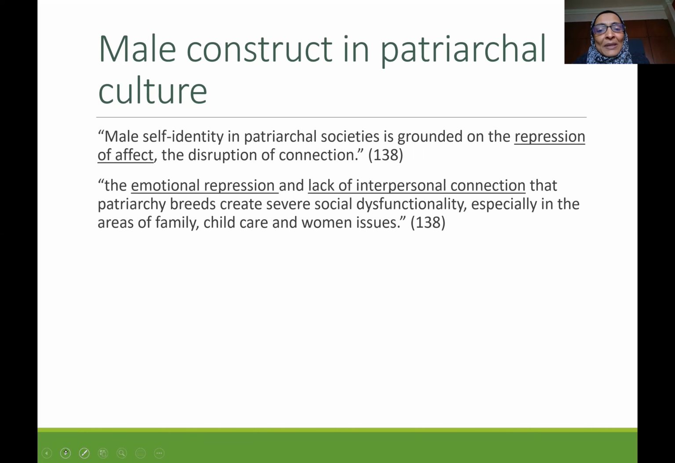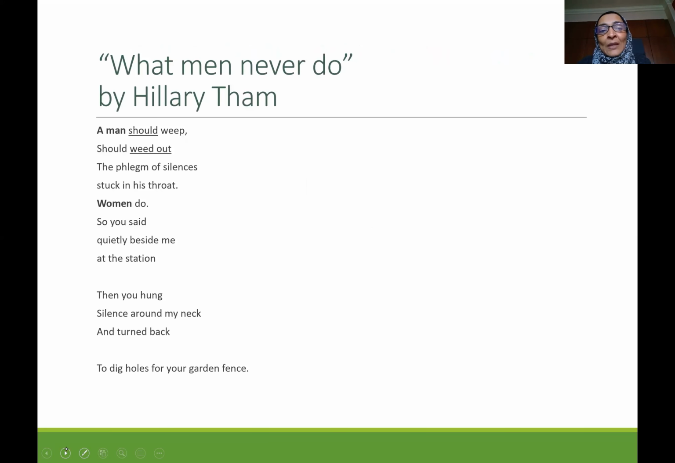Another example would be emotional repression, where certain emotions are kept down and you're not allowed to express them. That can also be seen as part of the patriarchal cultural value. On that note, have a look at this poem by the diasporic Malaysian American poet, Hilary Tam.